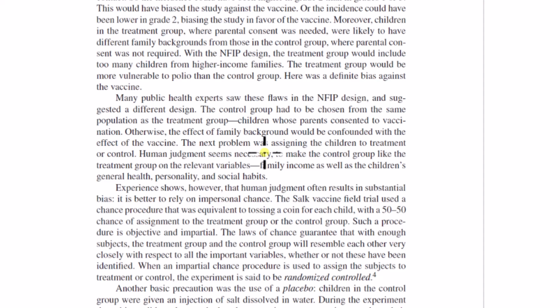Which ones do you assign to control? Which ones do you assign to treatment? It says human judgment seems necessary to make the control group like the treatment group on the relevant variables. Human judgment. So a person would decide based on family income as well as the children's general health, personality, and social habits. A person would assign children to one of the two groups.